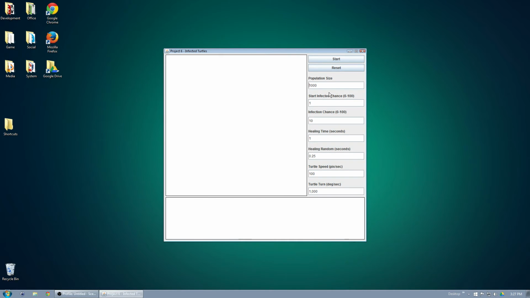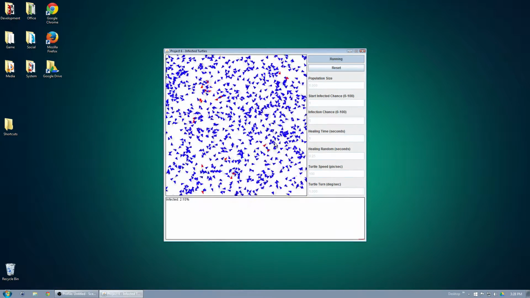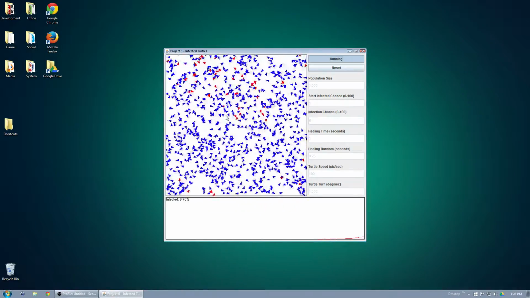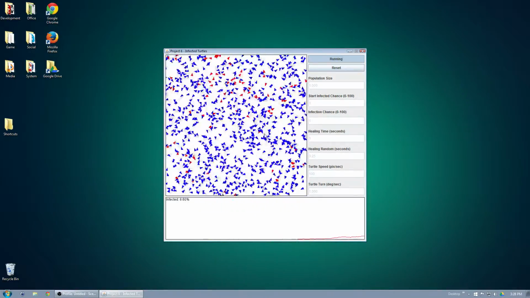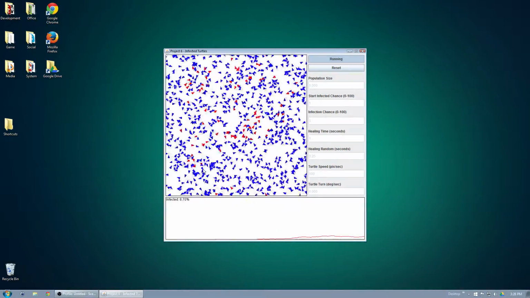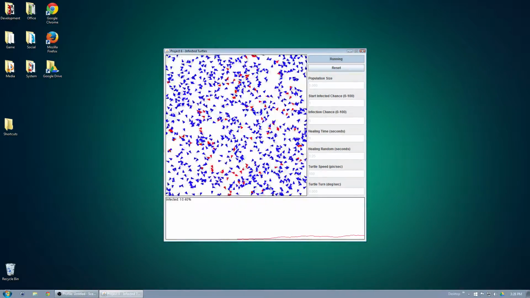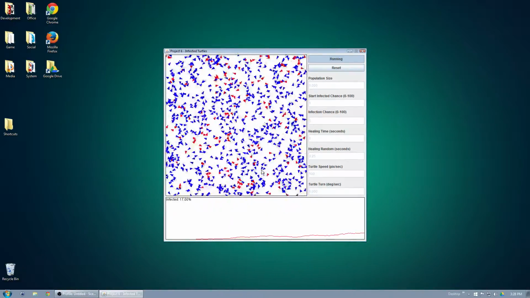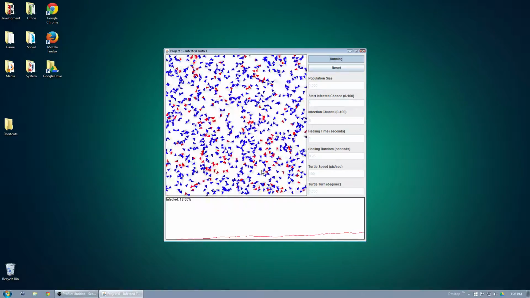I think it's often interesting to see a slower infection spread, because you can kind of see how the infection is moving through the population, instead of seeing just noise of a lot of red and blue mixed together.